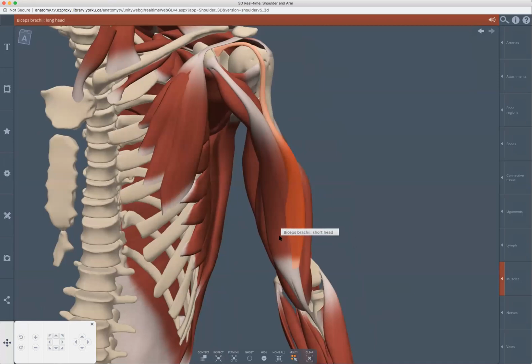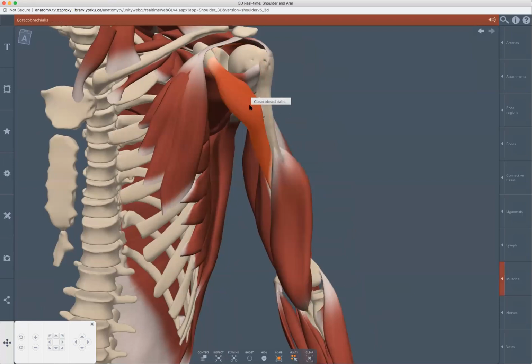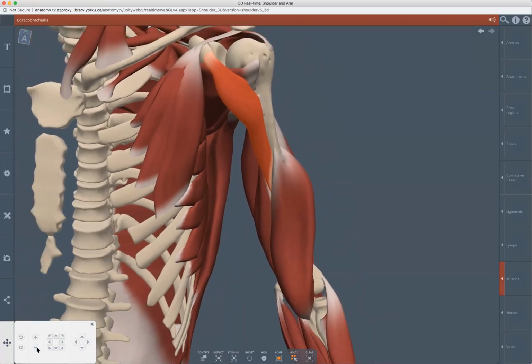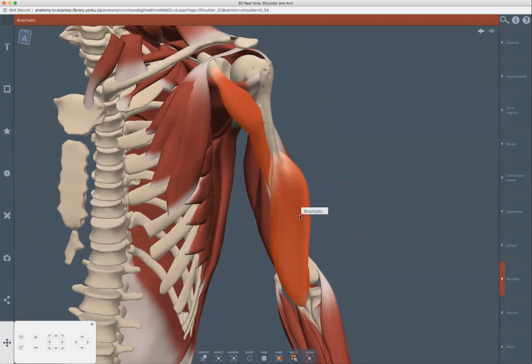Okay, let's get rid of all of these guys and have a look at a few more. So here's your coracobrachialis. Okay, its name tells you it goes from the coracoid process to the brachialis, that's your arm. Okay, so coracoid process of the scapula down to just the upper surface of the humerus. Ooh, didn't mean to zoom in there. There we go. So coracobrachialis.